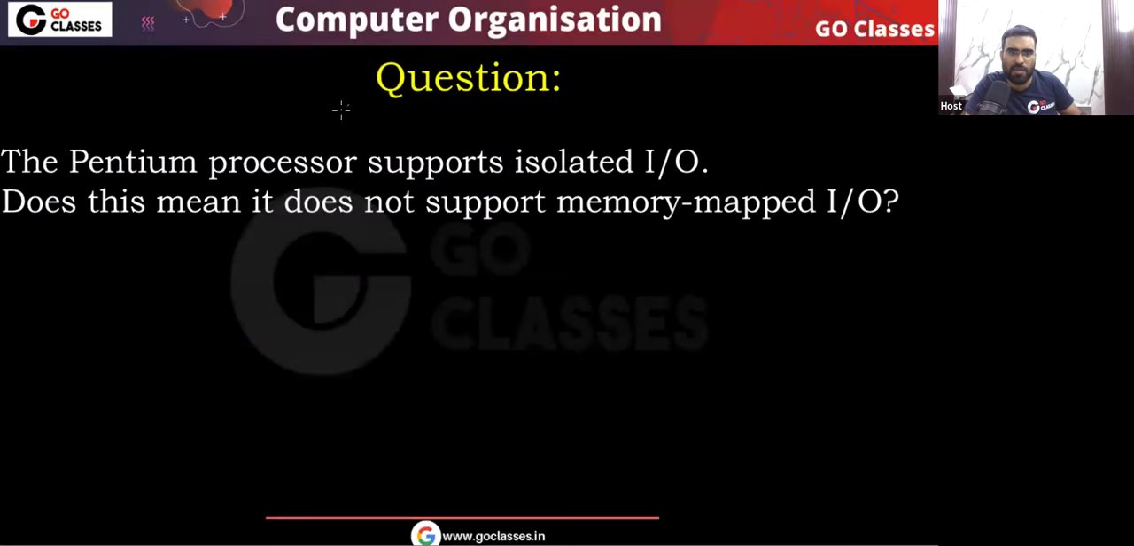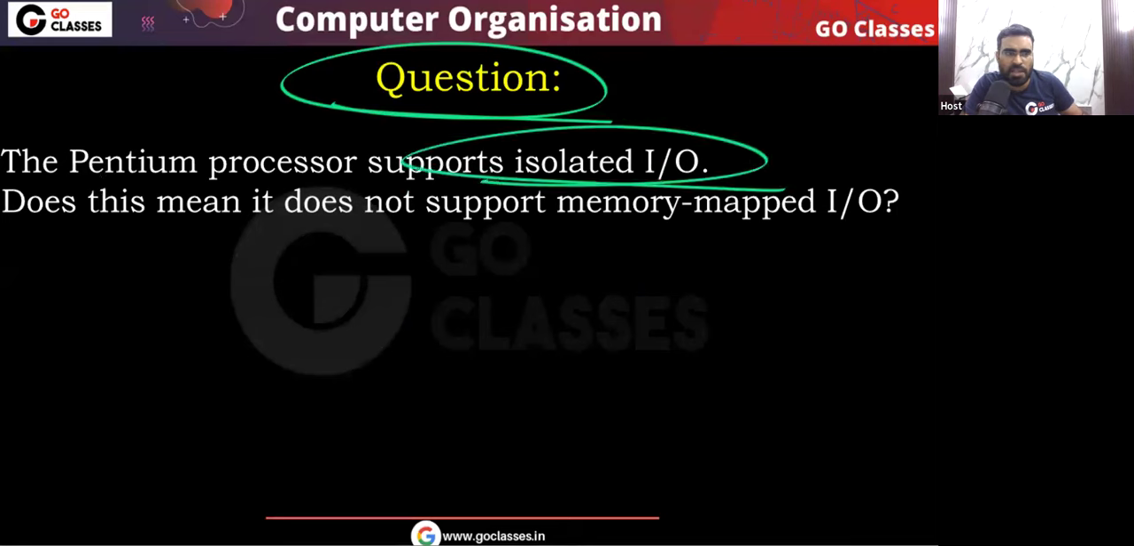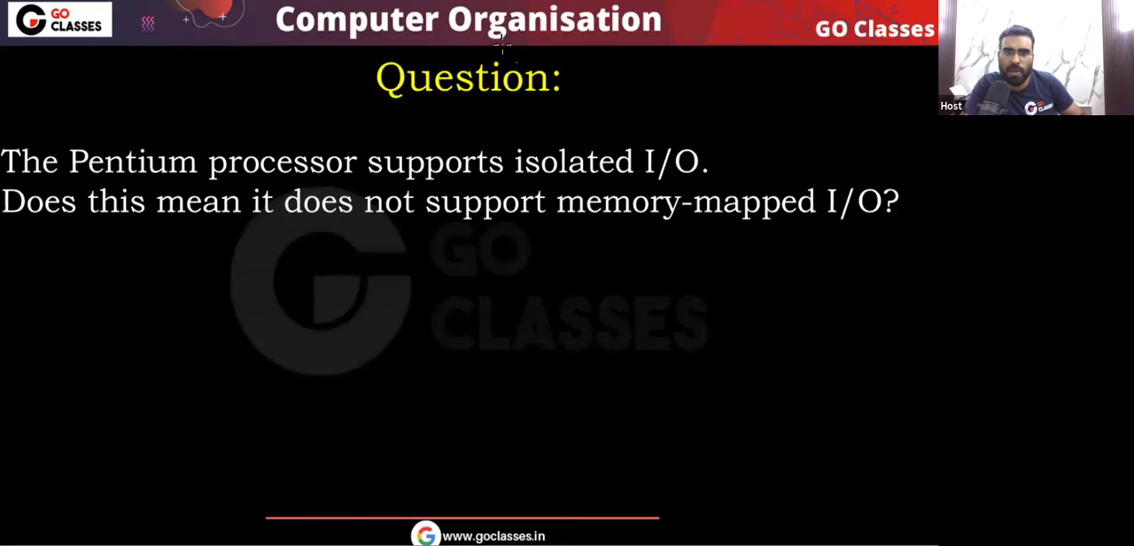Read this question. The Pentium processor supports isolated IO, means IO mapped IO. Does it mean it does not support memory mapped IO? Please tell me. A student is asking, is IO mapped IO faster or not? That I will explain after some time. Forget about it for now. Who is faster, IO mapped IO or memory mapped IO? I will tell you after some time. But this point, you try to understand what I am saying. Did you understand this point?